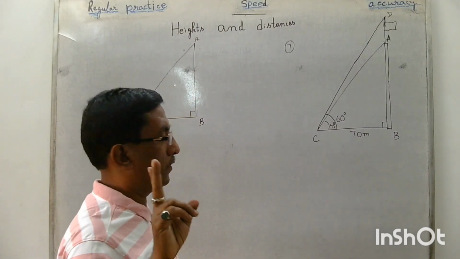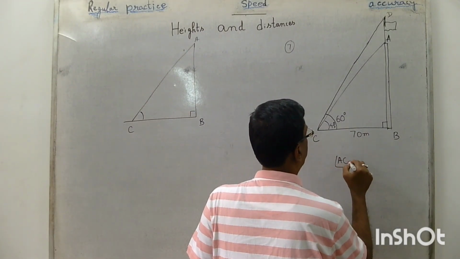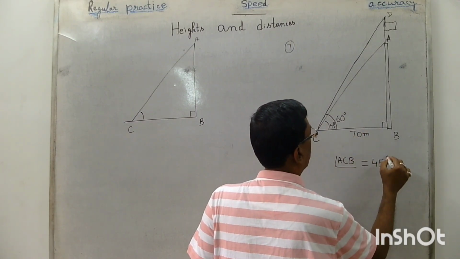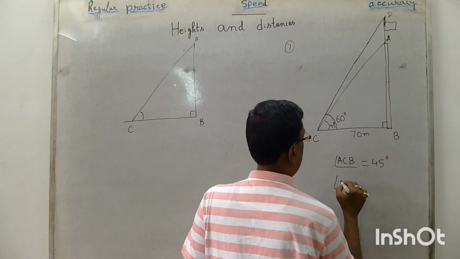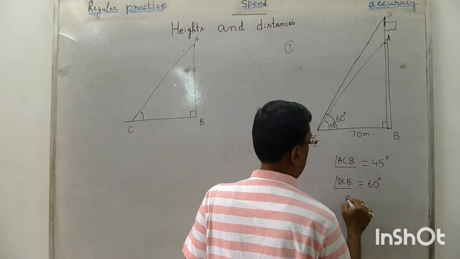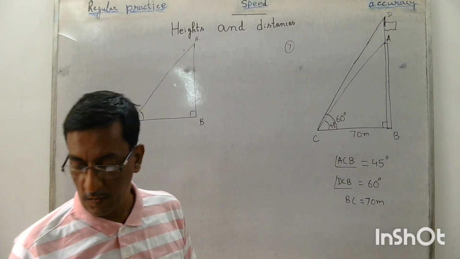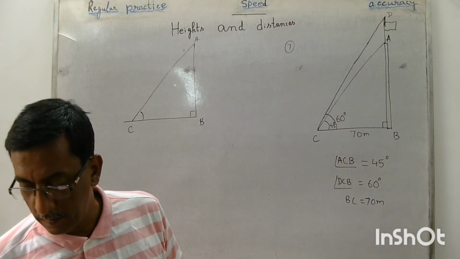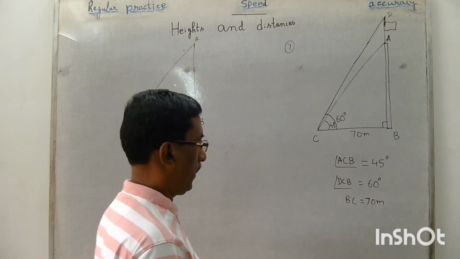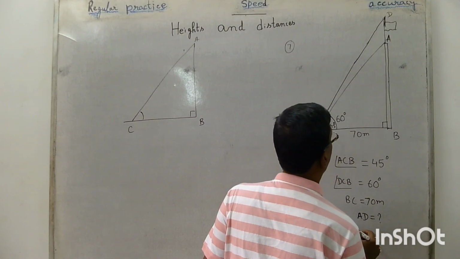So there are two angles here. Angle ACB, which is 45 degree, and angle DCB, which is 60 degree. BC equals 70 meter. The question is, the height of the flagstaff, that is AD, and the height of the tower AB. We have to find AD and AB.